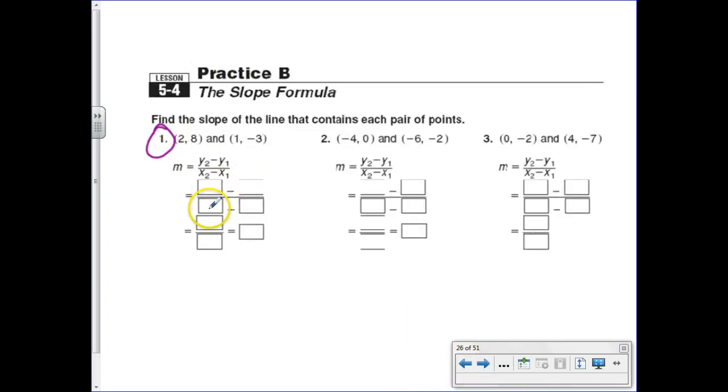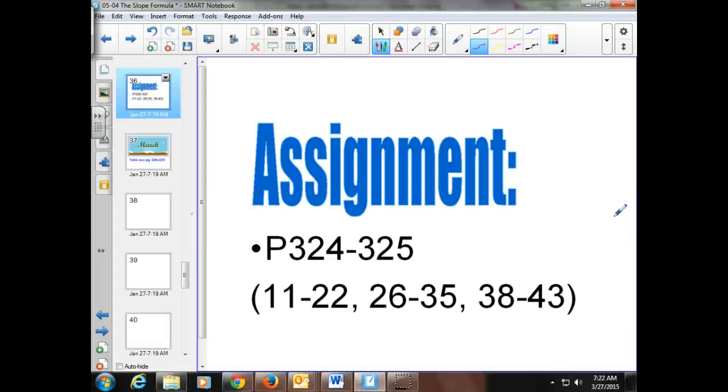All right, for number 1, as you look at this, take your y values. So you have 8 minus -3. All right, I said come and we'll check those workbook pages. I'm having a little trouble with my computer, so I'm going to end this video by simply saying check with me in class on those workbook ones.